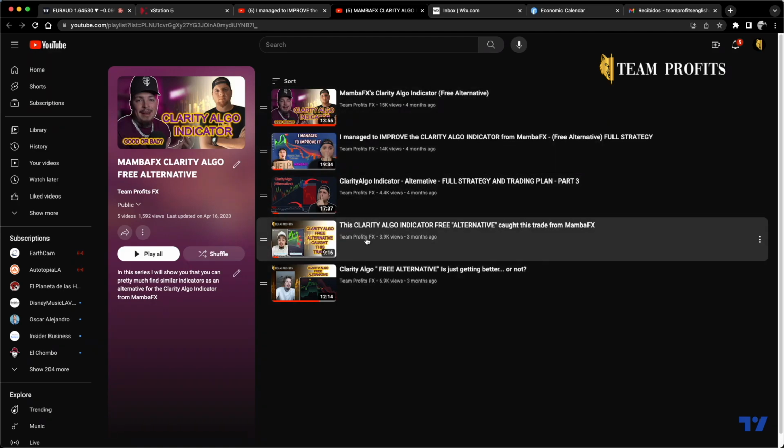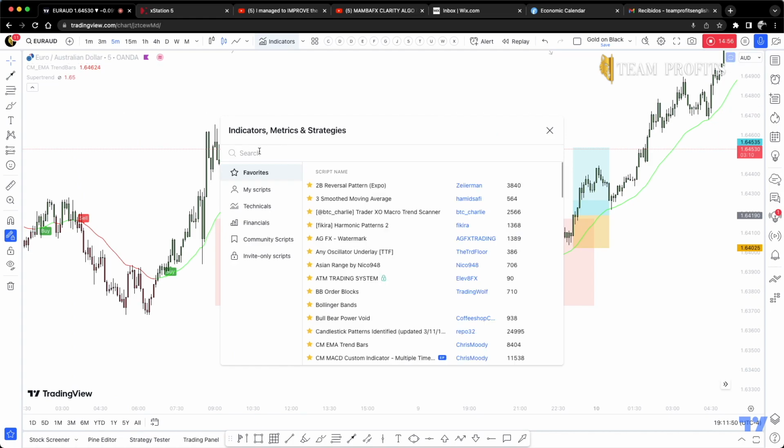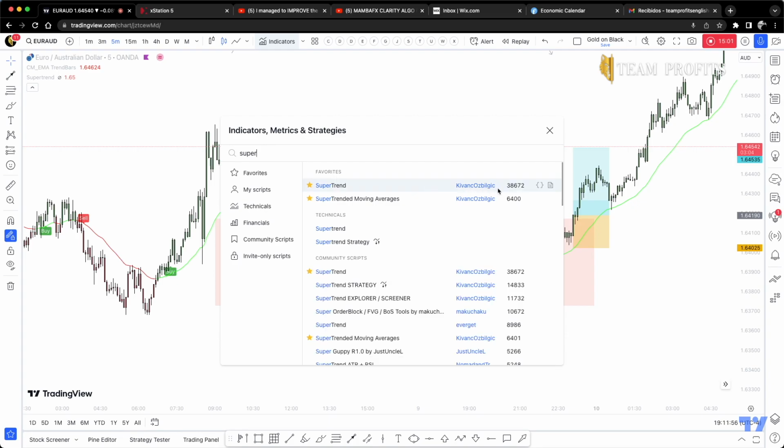I was getting a lot of questions because that previous Super Trend indicator disappeared from TradingView. So I hope you guys can see it. Remember, it's called Super Trend, just like that, and this is the actual creator right there. At the moment it has 38,000 people using it.